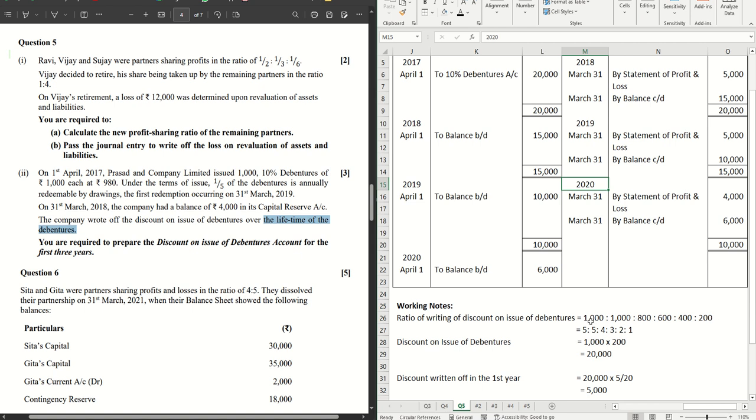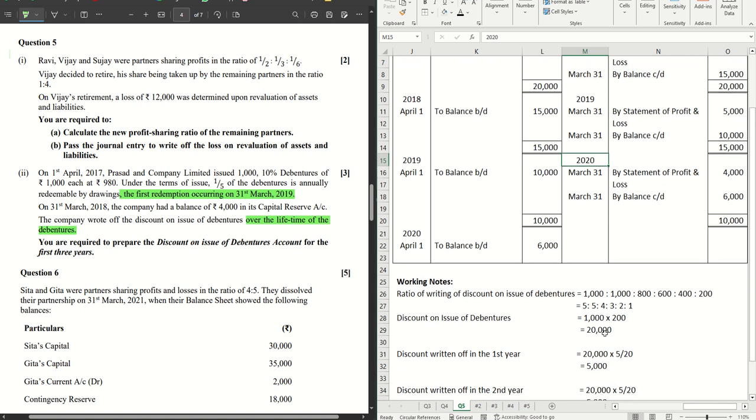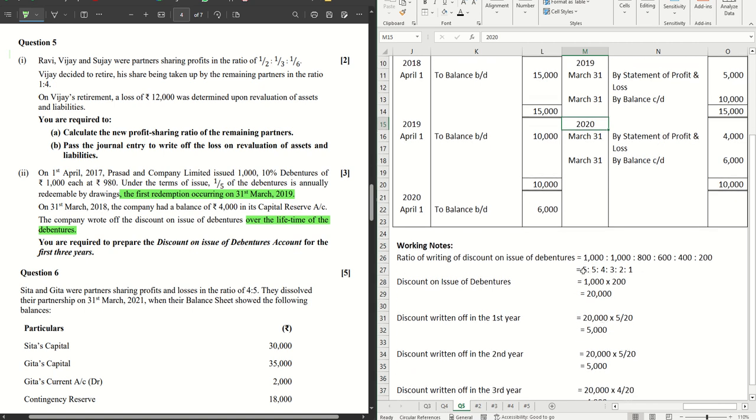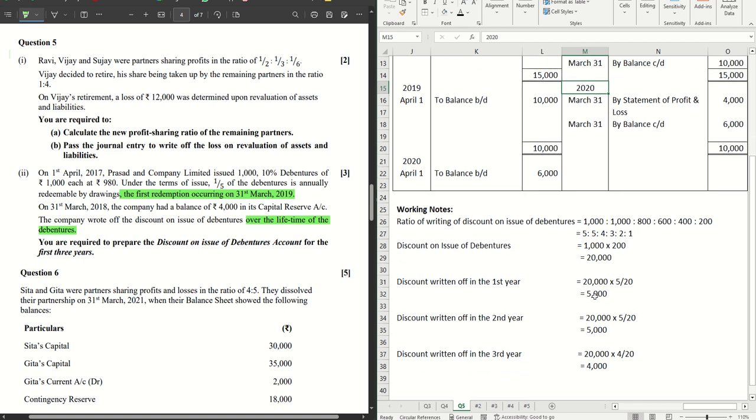This might be tricky if you don't understand the question. Here two different aspects need to be linked together. Debentures discount is to be written off over the lifetime of the debenture, that means from the time it is issued, but the redemption is starting from 31st March 2019. Having understood this, now we can easily make the ratio first: 5 is to 5 is to 4 is to 3 is to 2 is to 1, and then we have the amount to be written off every year.